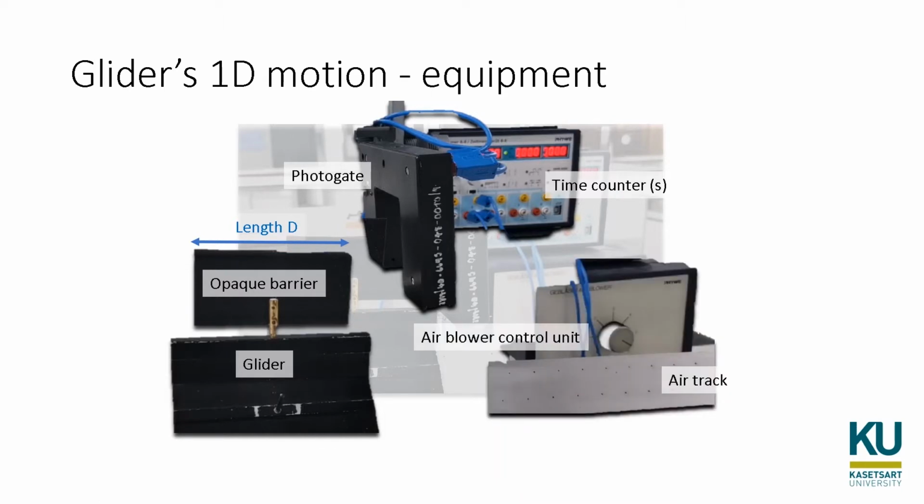And the third one is the air blower unit with the air tracks. Without the air blower, the air track will have a lot of resistance. But when you turn the blower on, this track becomes resistance free. So you have a frictionless slope when you turn on the air blower.